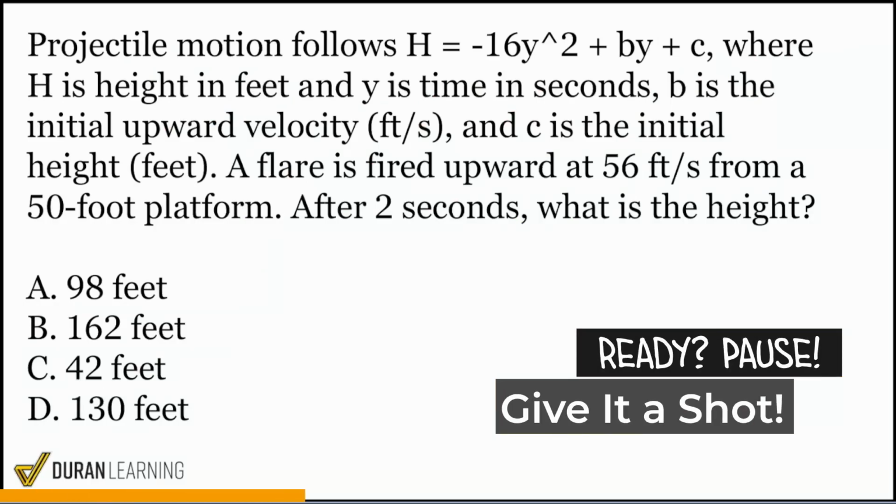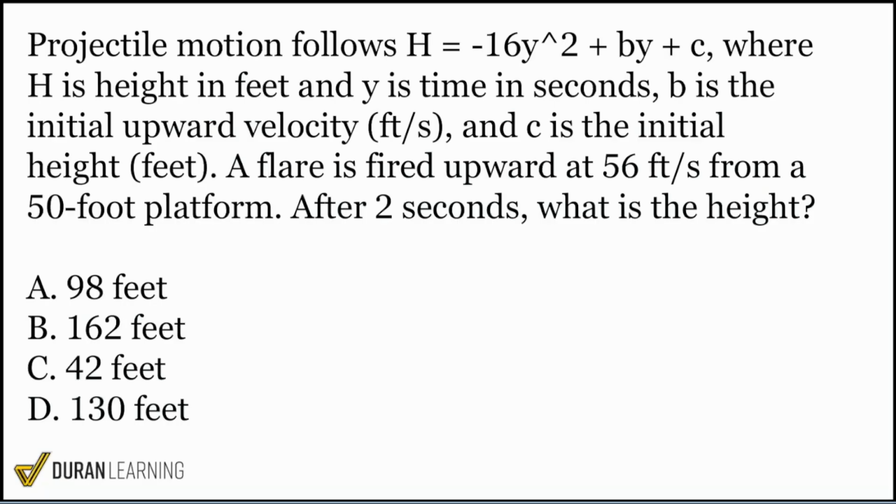All right, new problem, and we're going to approach it in the same way. We're going to go ahead here and read the question first. And that question reads, what is the height? And the conditional information that we're provided with says a flare is fired upward at this speed from this platform. And then after 2 seconds, what is the height? So right there, my party people, that's what we want to highlight. What is the height? Reading the information, that's all I care about.